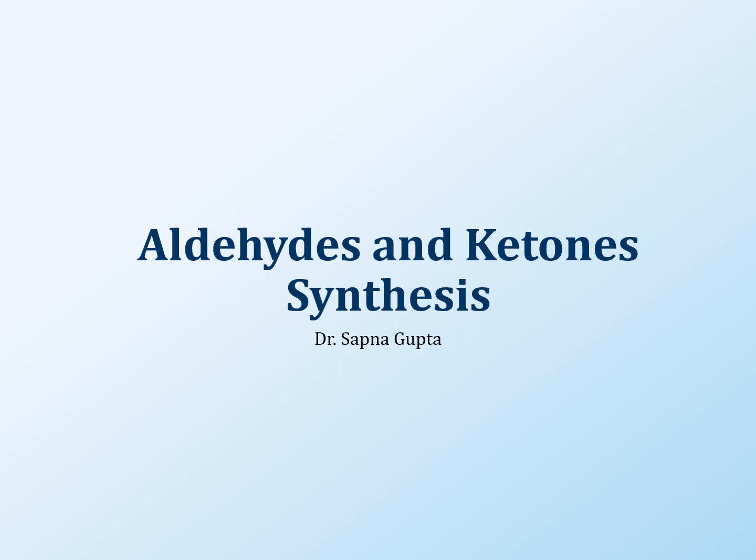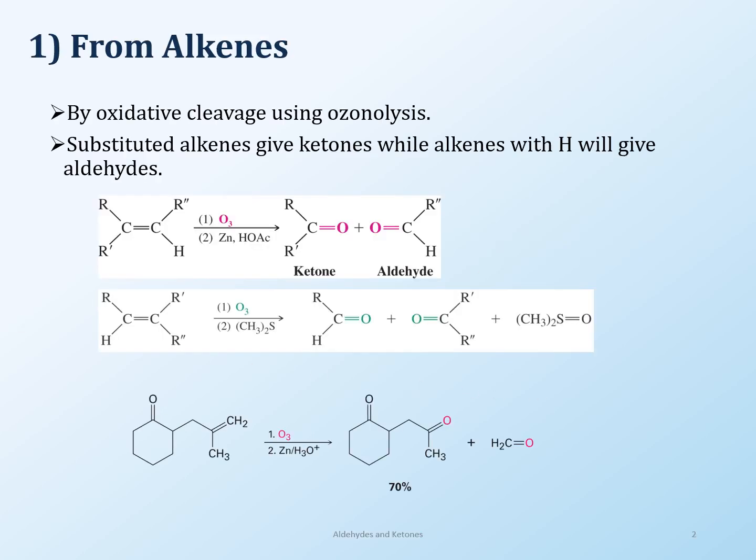Now for the synthesis of aldehydes and ketones, you will see as we go through, you have done a lot of them before. Let's start from alkenes, okay? In alkenes, you've done this by taking an alkene and cleaving it with ozone. When you take an alkene which is substituted, you get a ketone. If it is not completely substituted, then you get an aldehyde. So that's how it works.